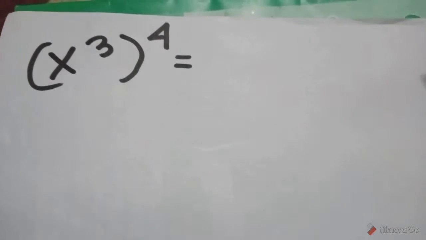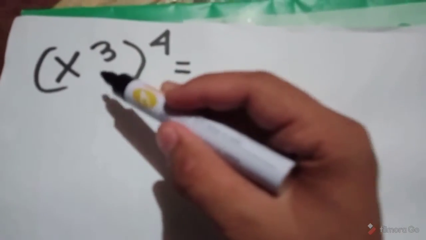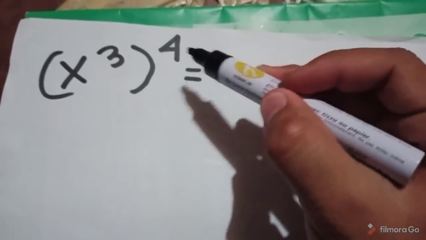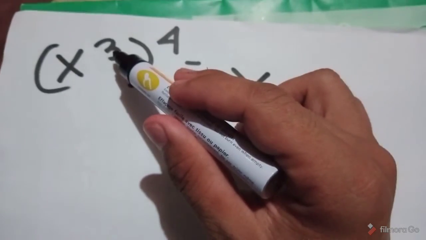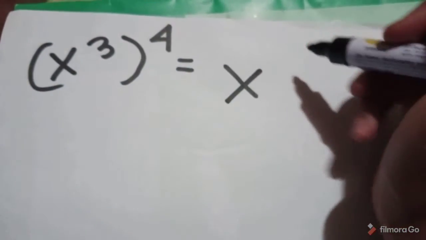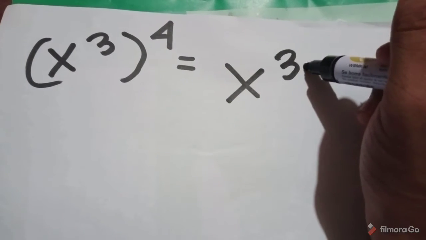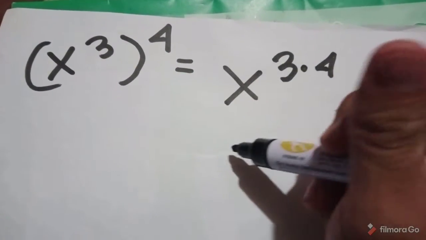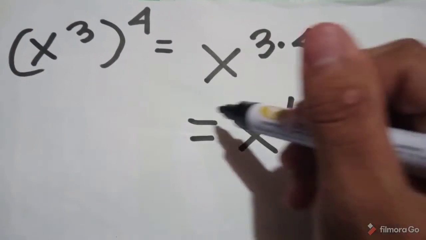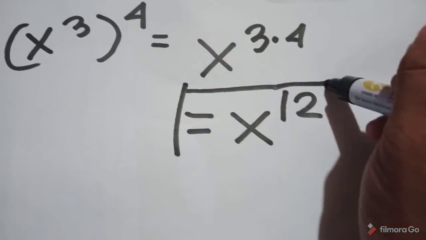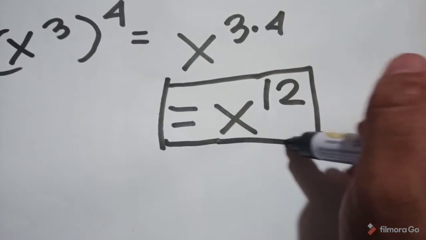Okay, let's apply rule number 5, which is the power of a power property of exponents. As you can see, x cubed is raised to 4. Here, we just copy the base and multiply the inner exponent to the outer exponent. So, x to the 12. That's the final answer.